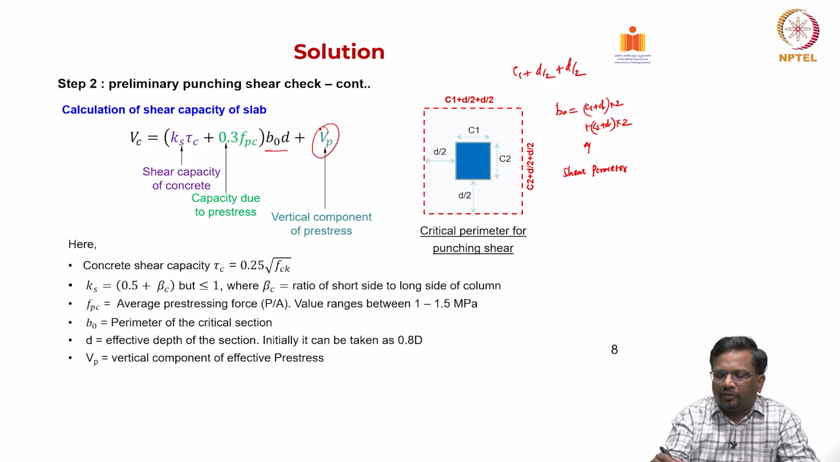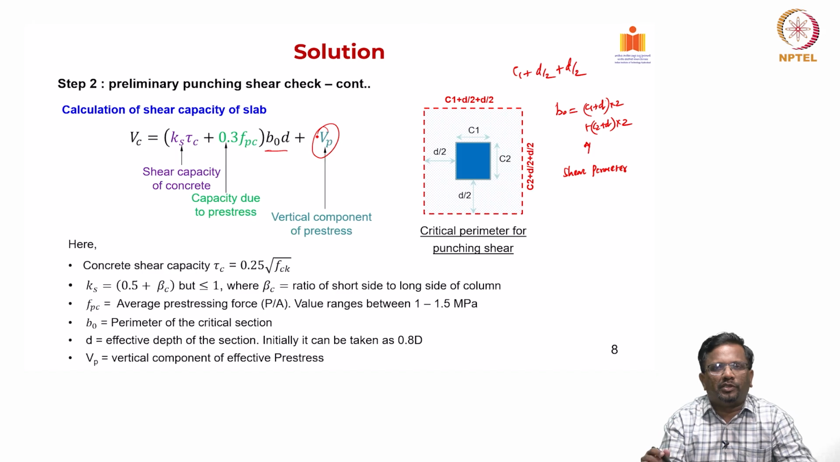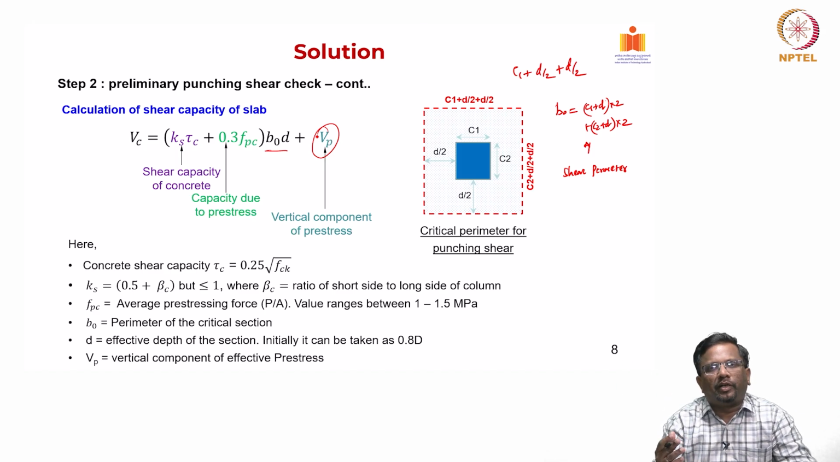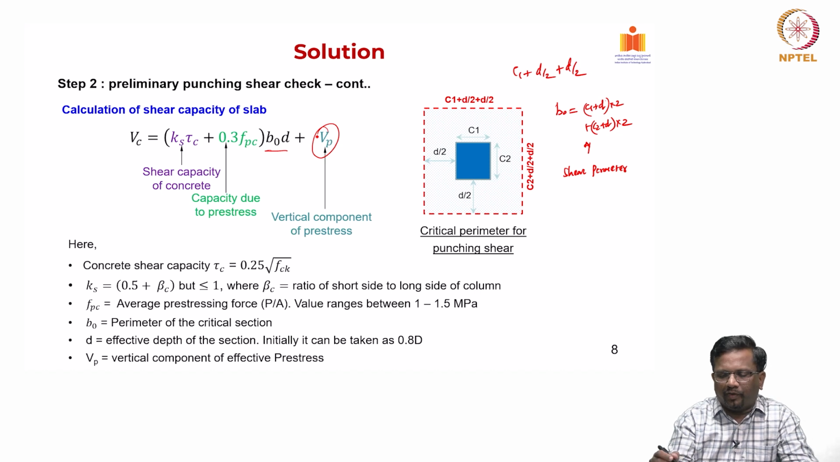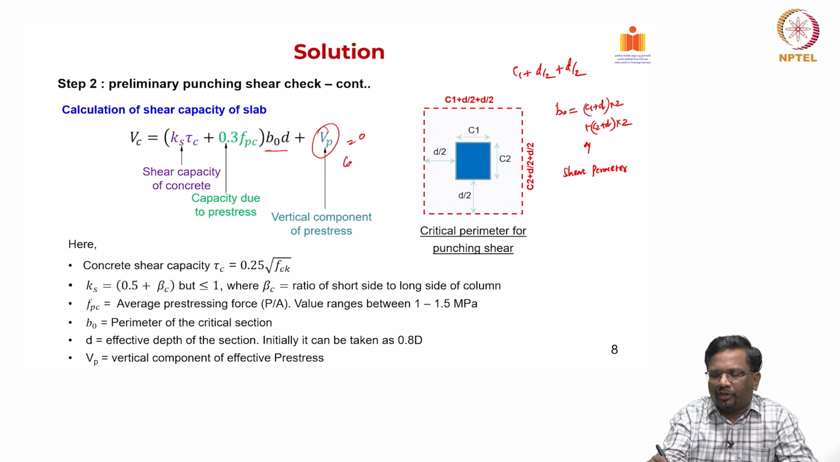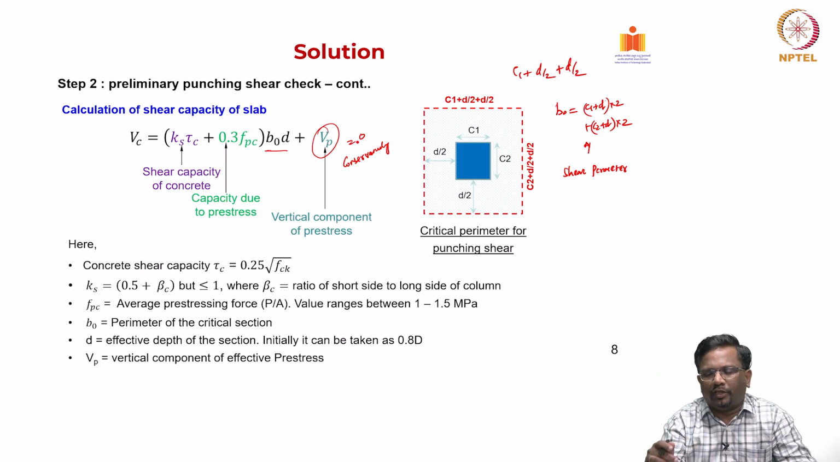In addition to that, there is a vertical component. We have always seen that the pre-stressing is going to produce a horizontal component and a vertical component. The vertical component will directly nullify the load that is coming on the slab. For now, let us conservatively take the vertical component of pre-stress, Vp, to be 0, and check whether it is meeting the demand or not.